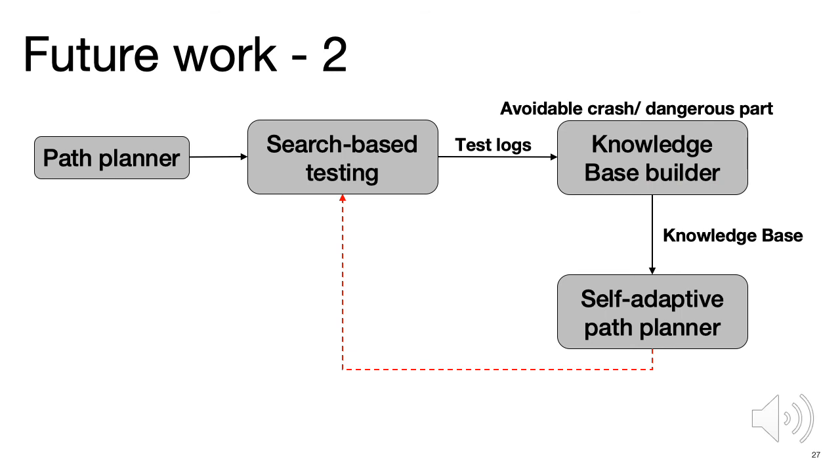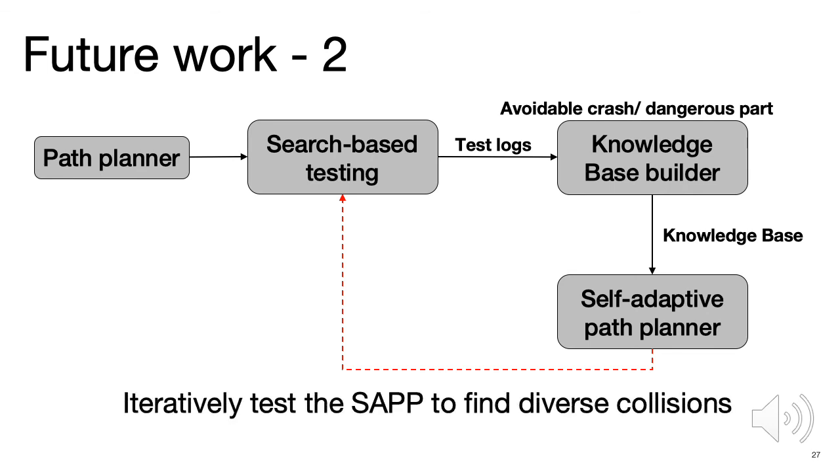As for the second future work, we can test the self-adaptive path planner itself. That means we can iteratively test the self-adaptive path planner to find more diverse collisions, rather than keep testing the original path planner. Indeed, since the self-adaptive path planner can solve the collisions stored in the knowledge base, the testing will be driven towards different collisions.